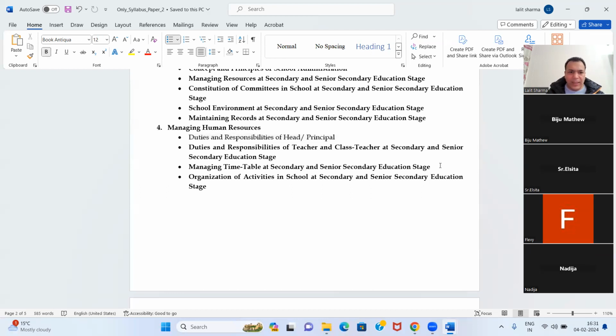Then is duties and responsibility of class teacher. ये देखिए आ गया नीचे, right? And third is managing timetable. Again, very easy. Then co-curricular activities, organization of activities.